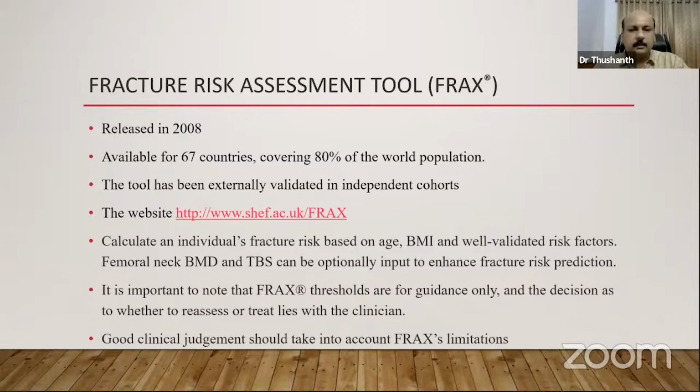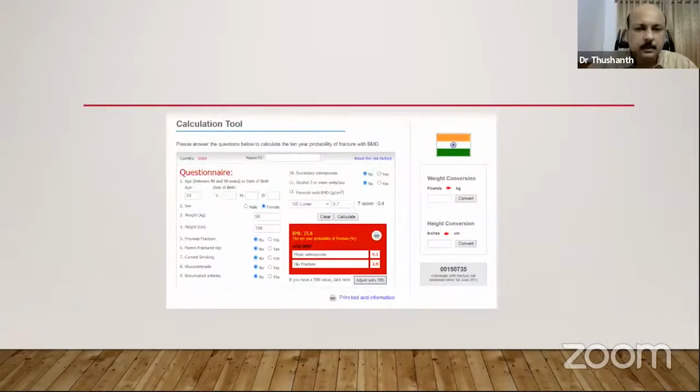It calculates an individual's fracture risk based on age, BMI, and a number of other well-validated risk factors. And we can also incorporate the femoral neck BMD as well as TBS, but these are optional, and they can enhance the fracture risk prediction. But even without these, we can look at the fracture risk of a patient. And this is mainly for guidance purposes. The therapeutic decision should be made by the clinician after taking into account all the factors. So this is the FRAX tool.